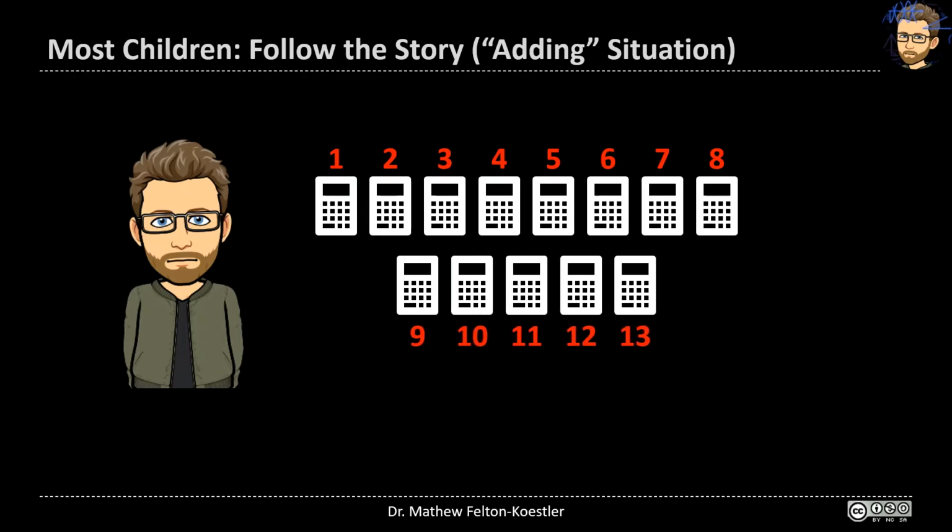And so now they know they reached the end of the story, and they have to figure out how many of these new blocks or hash marks or calculators they have, and so they'll just count these and find that they had added 5 new ones to the situation.